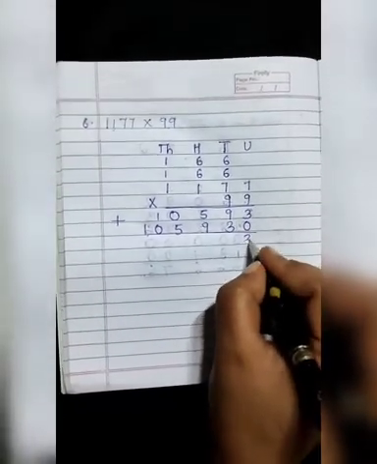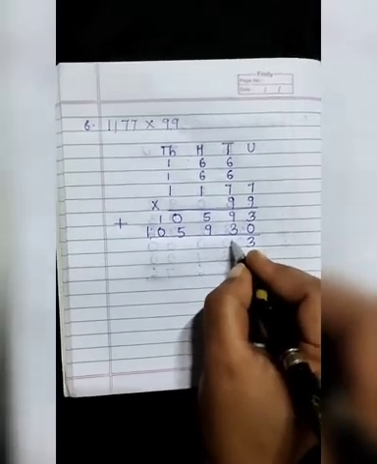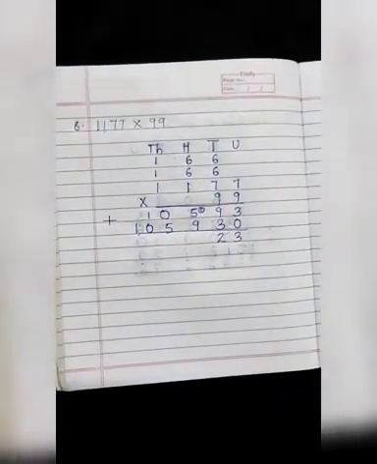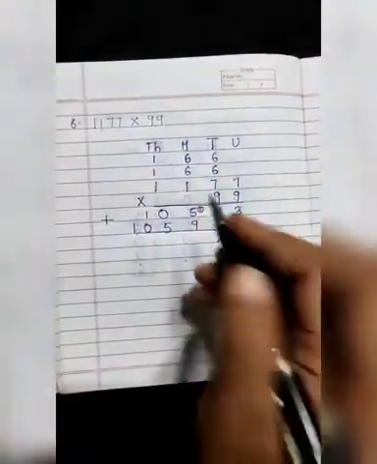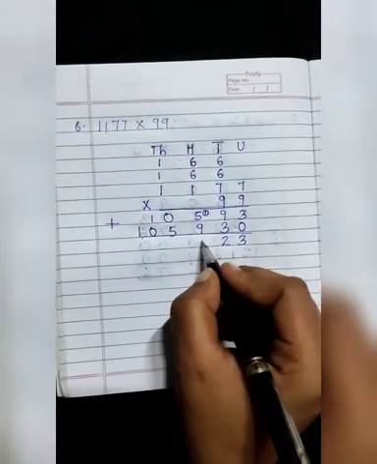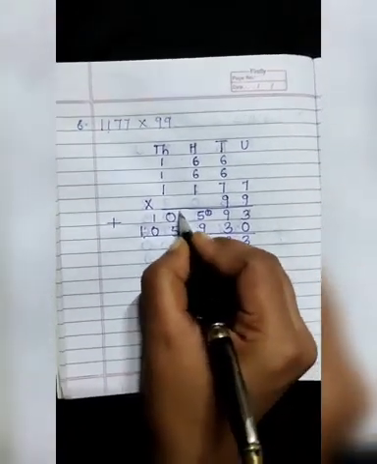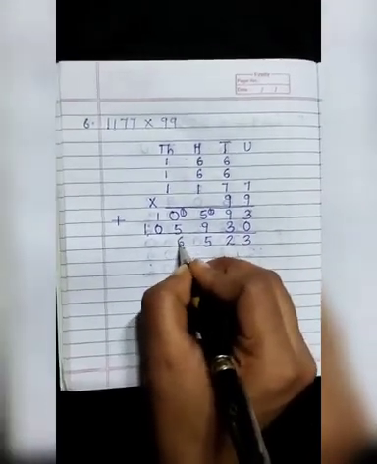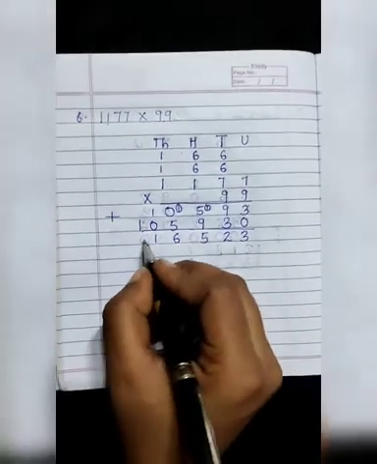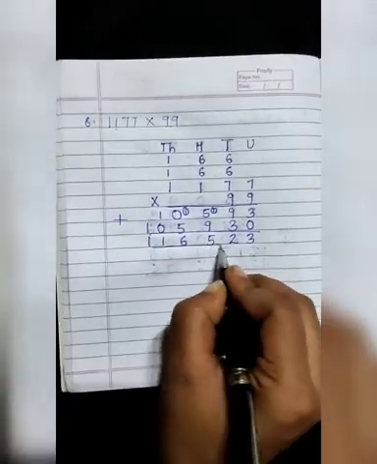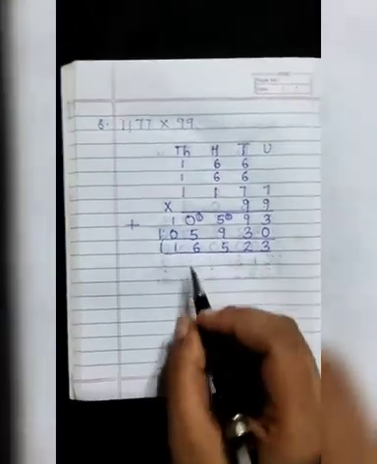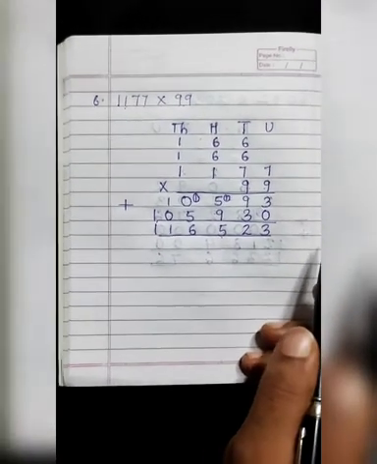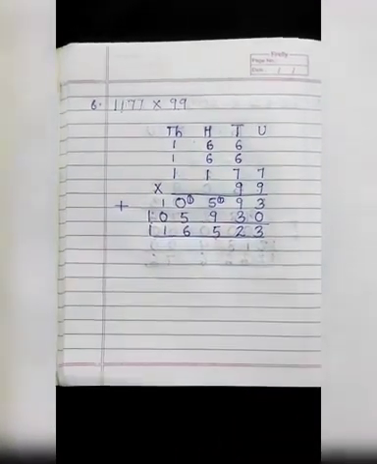3 plus 0 will be 3. 9 plus 3 will be 12. So 2 we will write down and 1 we will carry. 1 plus 5 will be 6. 6 plus 9 will be 15. 5 here, 1 carry. 1 plus 0 will be 1, plus 5, it will be 6. 1 plus 0, 1 and 1. Now your answer is 1,16,523. Understood, student? Now, the next sum.